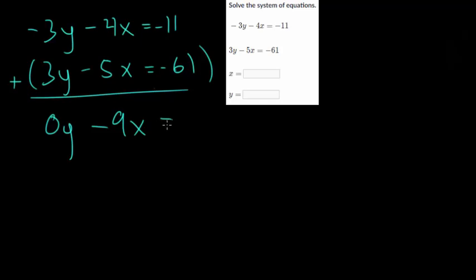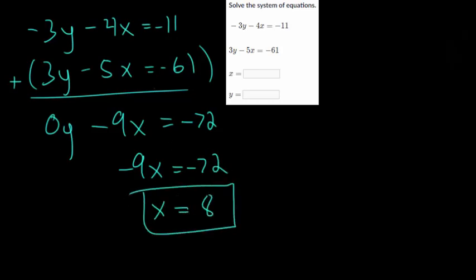And we have minus 11 minus 61, so that would be minus 72. And so this simplifies: minus 9x equals minus 72. Divide by negative 9, and you get positive 8. So we have our x value.